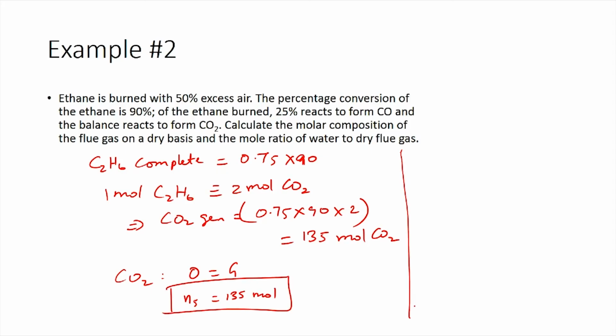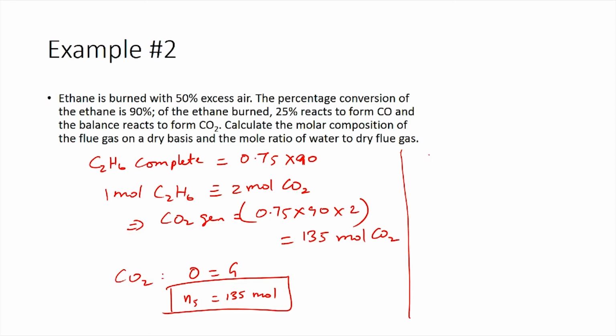So, the next aspect we need to look at is calculating the number of moles of water vapor which is produced. So, based on the stoichiometry, for complete combustion, 1 mole of ethane produces 3 moles of water vapor. So, the next aspect to calculate is the number of moles of water vapor produced during these combustion reactions.